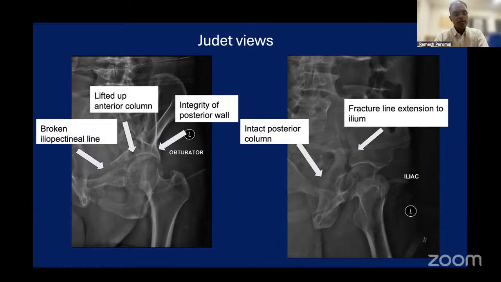In an AP view, we can see the break in the anterior column, but when you take an obturator view, you can see the real-time lifting up of the anterior column, and also the integrity of the posterior wall and of the obturator ring. When the obturator ring is broken, it may be a both-column fracture, or an anterior column with a posterior hemitransverse. Here in the anterior column, you can see the fracture line extending into the ilium. An anterior column fracture is very well seen in an iliac view.